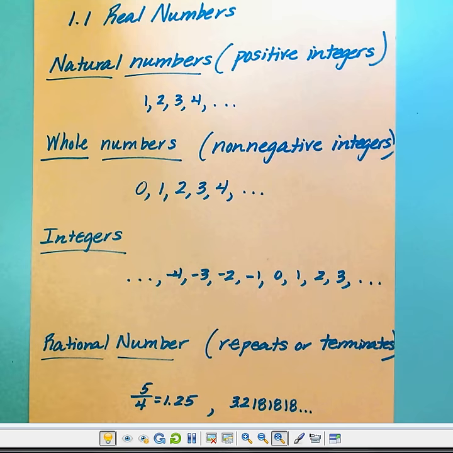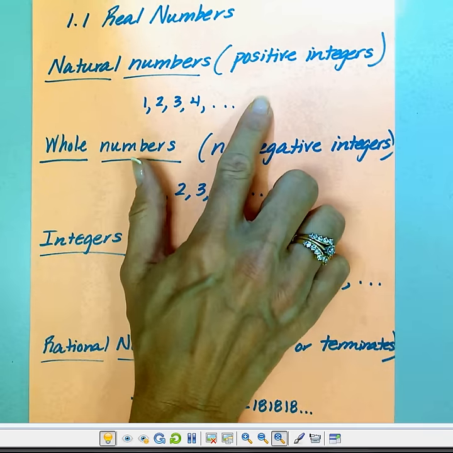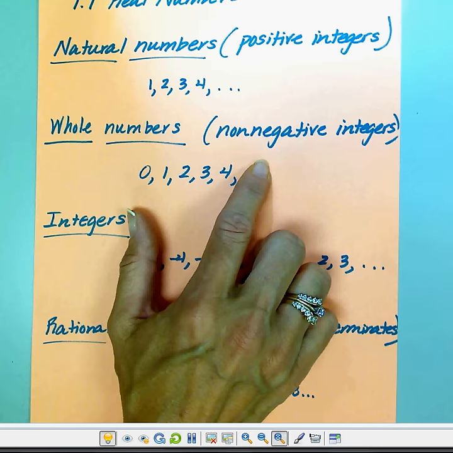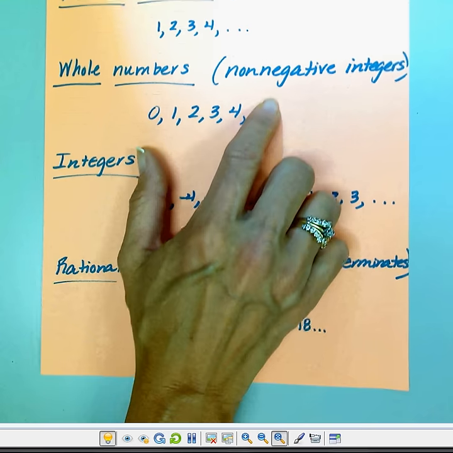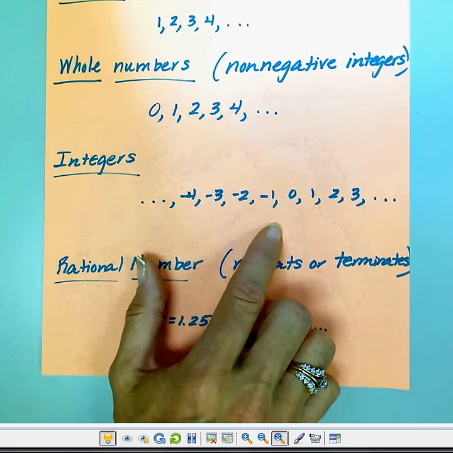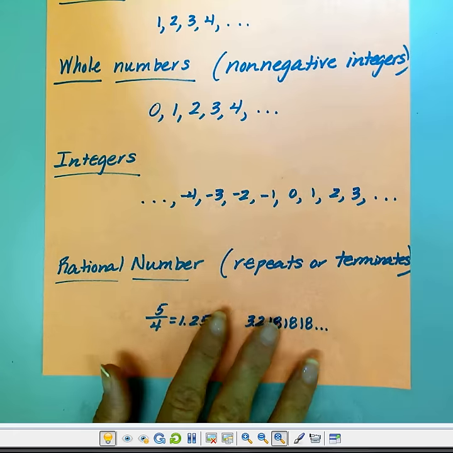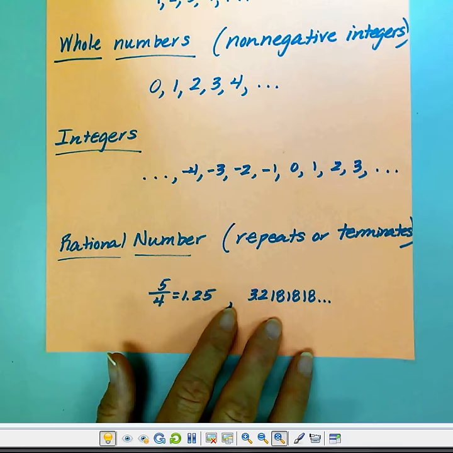Chapter 1, Section 1.1, Real Numbers. As you can see, the set of real numbers consists of natural numbers, which are our positive integers, our whole numbers, which we can also refer to as our non-negative integers, our set of integers, which include negative, 0, and the positives, and our rational numbers.